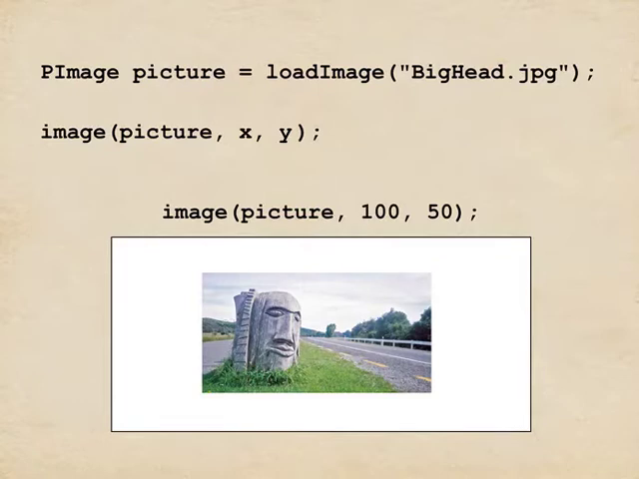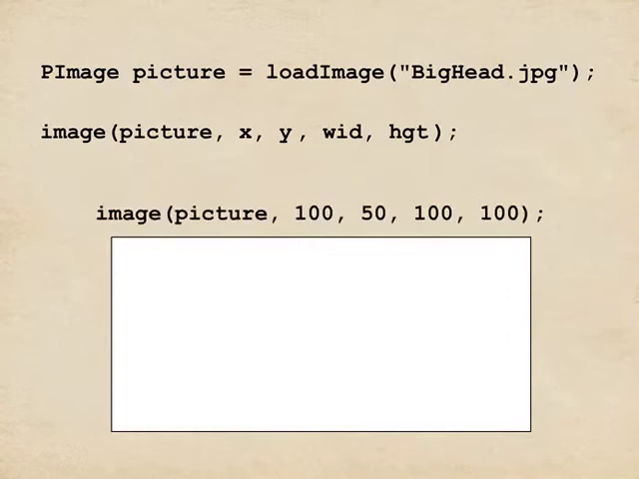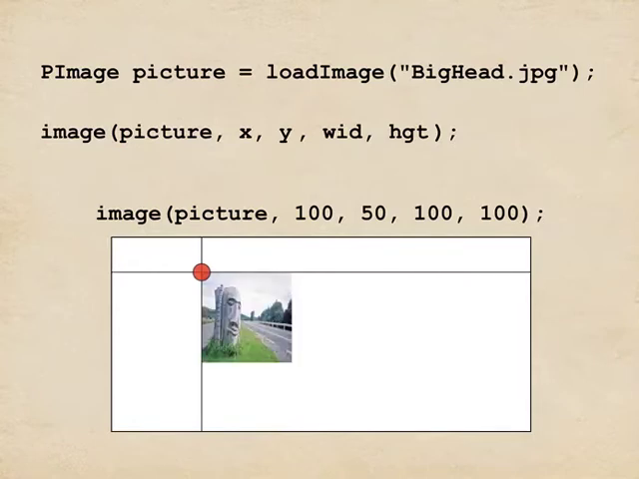It's just that easy. If you'd like to resize the image before you show it, Processing lets you do that too. You'll add 2 new arguments to image: the width and height that you want the image to take. Now this doesn't crop the picture, it just rescales it. So if I were to call image with the same picture, the same upper left corner, but now I give it 2 more arguments for the width and the height, then at the same point, 100,50, Processing will place our picture, but it will resize it to be 100 pixels wide and 100 pixels high. That's really all there is to PImage and displaying a picture.